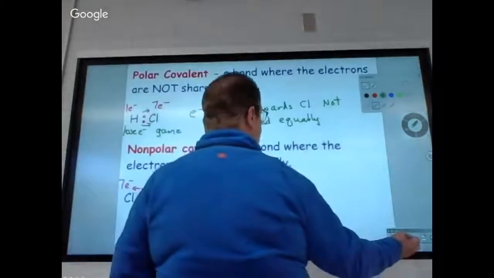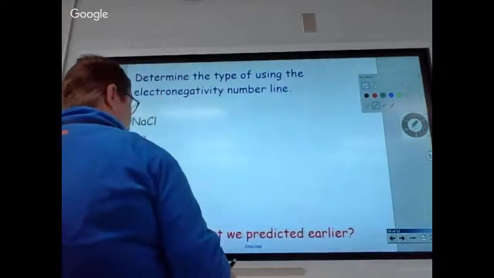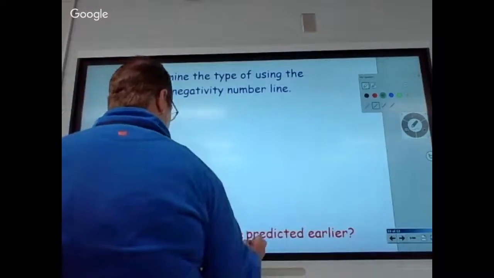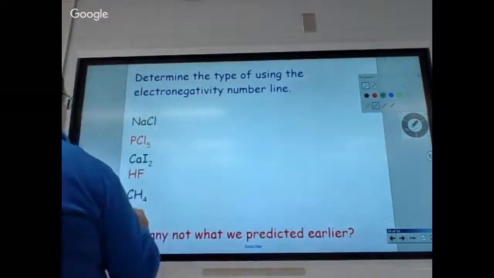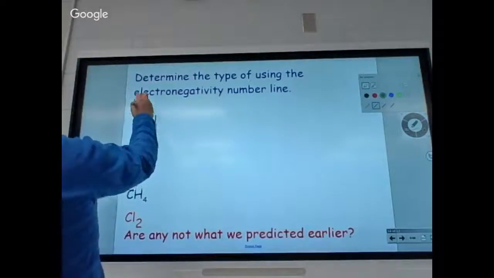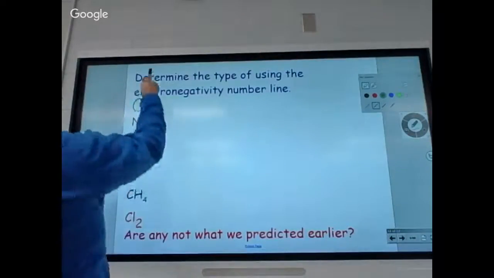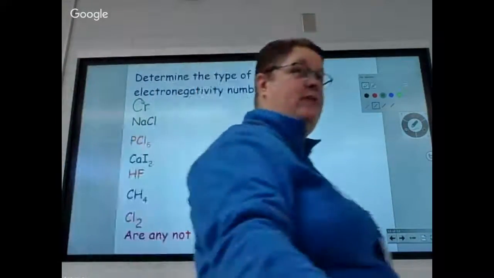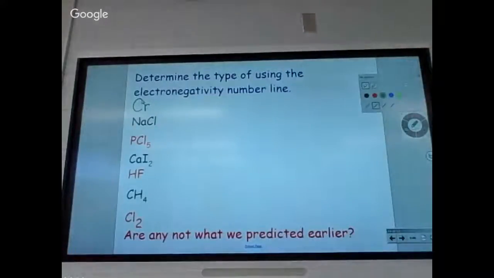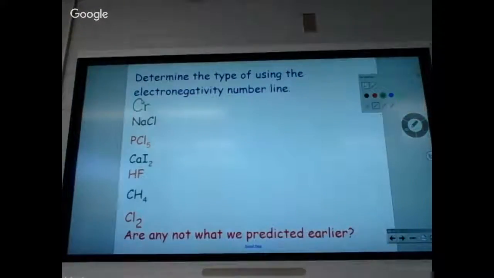Okay, so if we go back, I need to put one on here that I added. I think it was chromium. Yes. I put CR, it's at the bottom. I'll just write it at the top. All right, go back and do these same things. You left space yesterday, but use your electronegativity scale now.